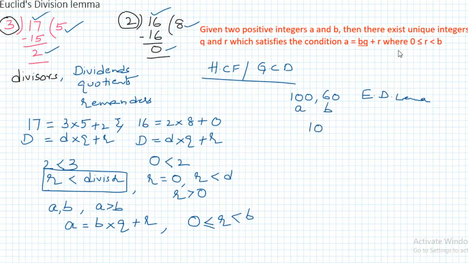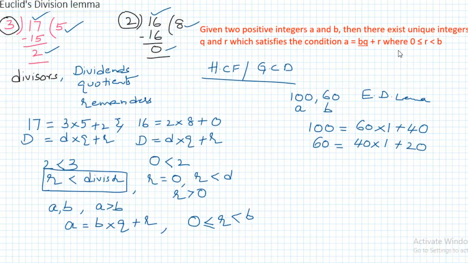So now we will write 100 is equal to 60 times, if it is 2, this becomes 120, which will be more than 100. So we will take only one time, then it is 60. 100 minus 60 is 40. So we will write remainder as 40. In the next step, the divisor becomes dividend and the remainder becomes divisor. Similarly, here also 40 goes one time and 40 ones are 40. 60 minus 40 is 20.